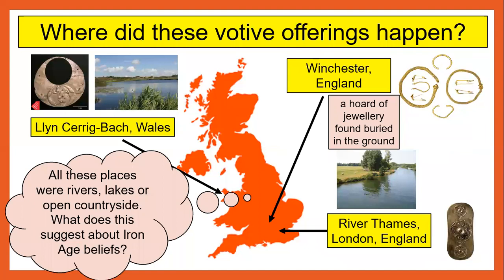Where did these votive offerings happen? So we know that Llyn Cerrig Bach in Wales. We know Winchester in England, there was a hoard of jewellery found and buried in the ground. And we know about the shield in the River Thames in London. All of these places were rivers, lakes, or open countryside. So think to yourself, what does this tell us and suggest about the Iron Age beliefs?